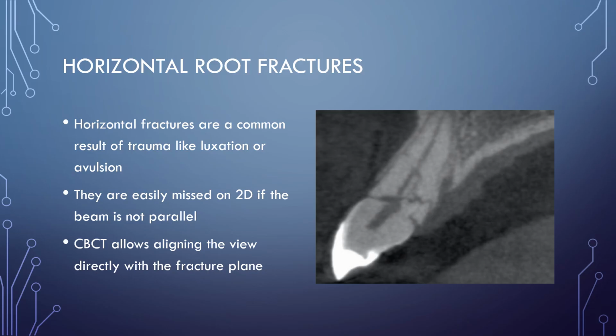When interpreting the CBCT, you must utilize the software's ability to view the tooth from any angle. By manipulating the custom cross-sections, you can tilt the viewing plane to align directly with the suspected fracture plane. This specific manipulation is what makes CBCT far more sensitive for detecting these subtle horizontal breaks.